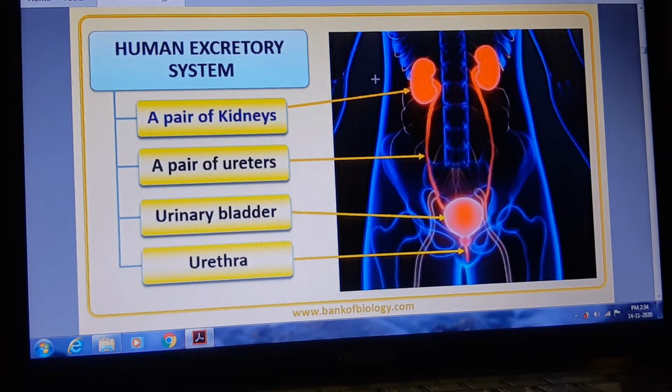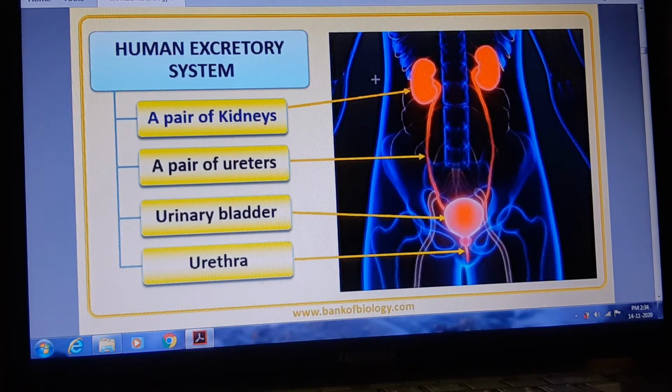A pair of kidneys, there are two kidneys in the excretory system. From the kidney, after filtration, the excretory waste will be passed through a tube called the ureter. Of course, two kidneys means two ureters, so there is a pair of ureters.